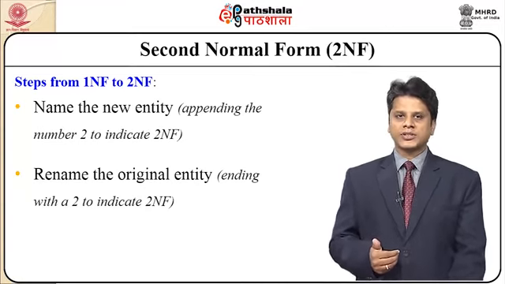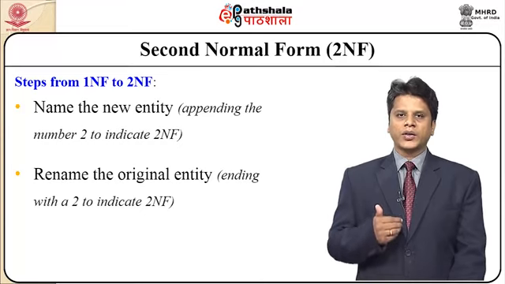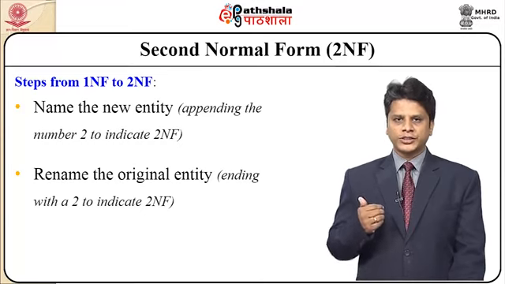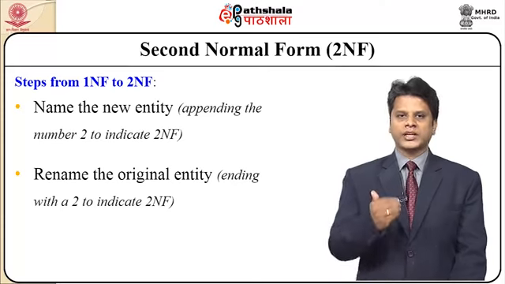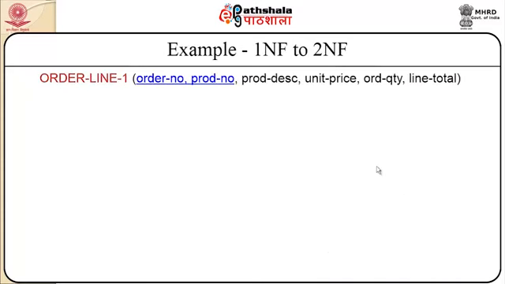So, these are the steps to be taken when we want to shift from first normal form to second normal form. The table that we have to consider when we are about to perform second normal form is the order line 1 table, which is the table where we found some repeating groups. So, we will check both the tables.